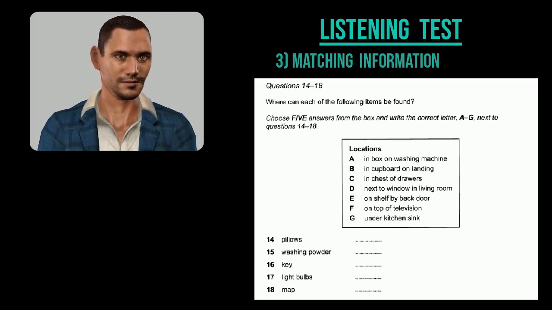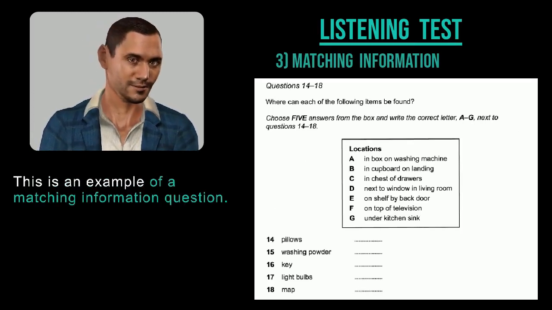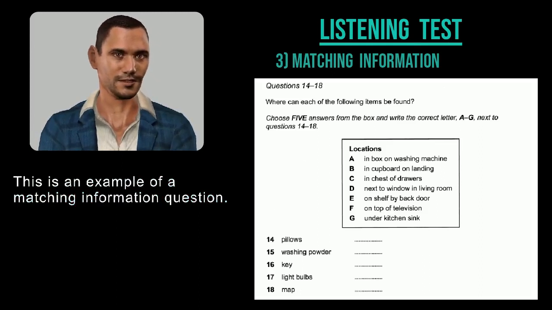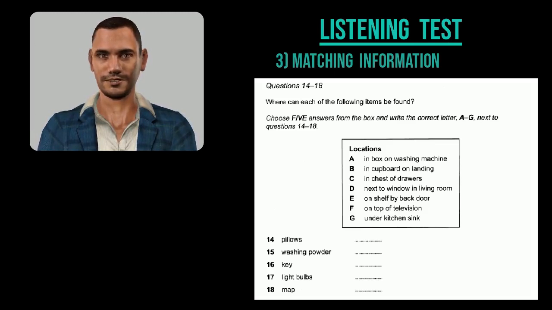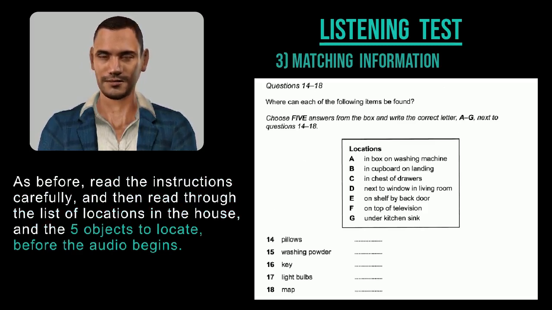Three. Matching information. This is an example of a matching information question. As before, read the instructions carefully. And then read through the list of locations in the house, and the 5 objects to locate before the audio begins.